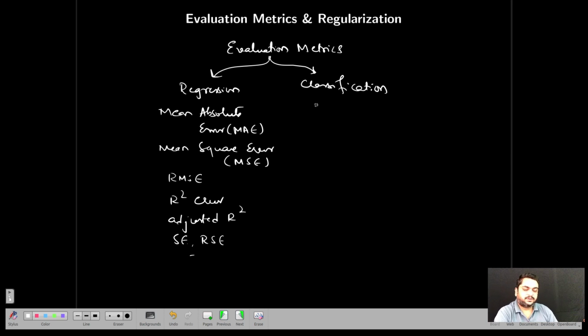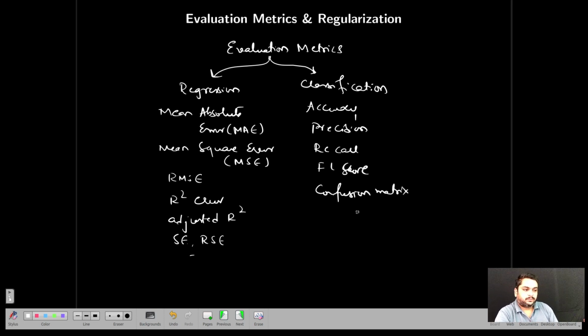When it comes to classification, we will see accuracy, precision, recall, false positive rate and true positive rate. In the first module, you have covered all this. Then you have F1 score, confusion matrix. And two more things we use, ROC curve and AUC, area under the curve. We will see it later.